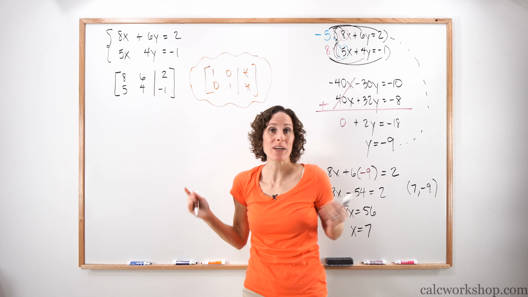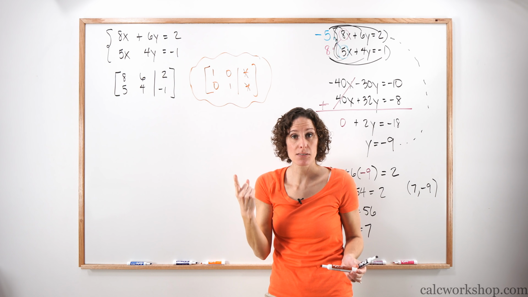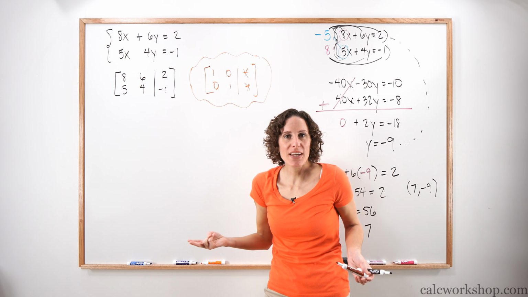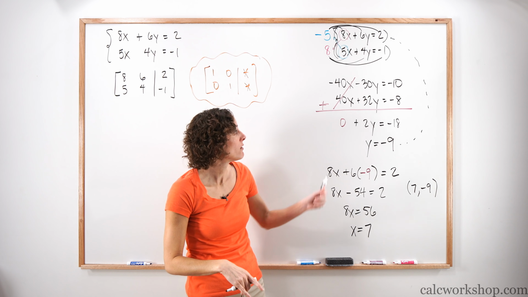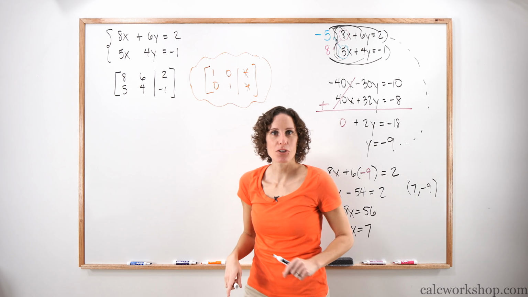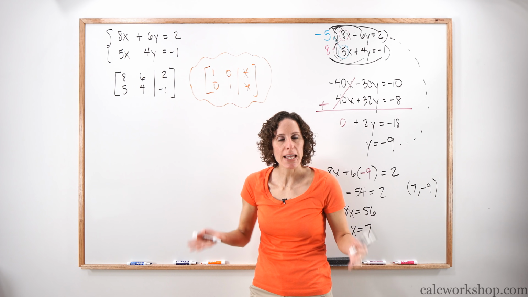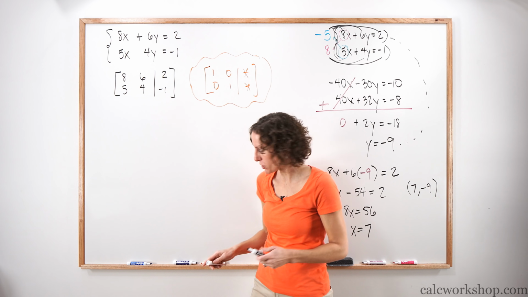So what are we going to do? We need to get rid of them. How do we get rid of them? Well, we can add, replace, we can switch, interchange, or we can scale. Well, what did we do over here? We added. Maybe we should do the same thing. So how'd we do it over here? Well, we got the numbers to be the same, opposite signs. Maybe we should do the exact same technique, and that's exactly what we're going to do.